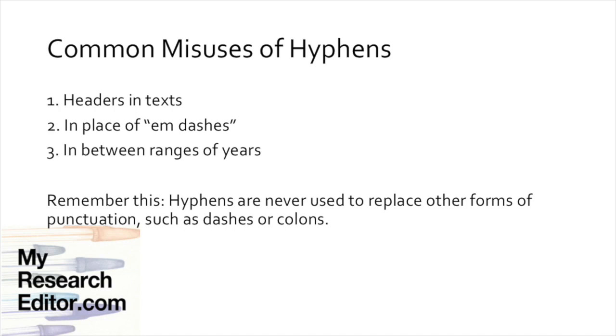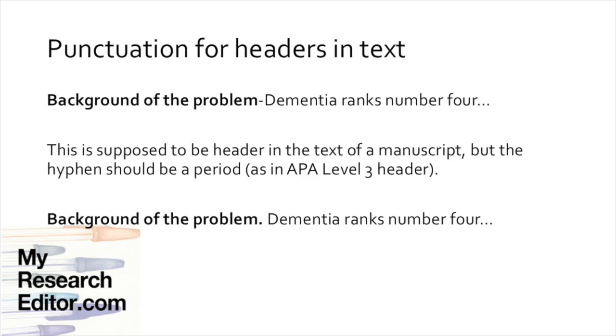I'll go into detail about each of these mistakes separately, but just remember, hyphens are only used for the reasons I already detailed. They are never used to replace other forms of punctuation, except the en dash, which I describe in a bit. The first example here is supposed to be a header in the text, like an APA Level 3 header. But headers in APA only ever have periods if they use any punctuation at all.